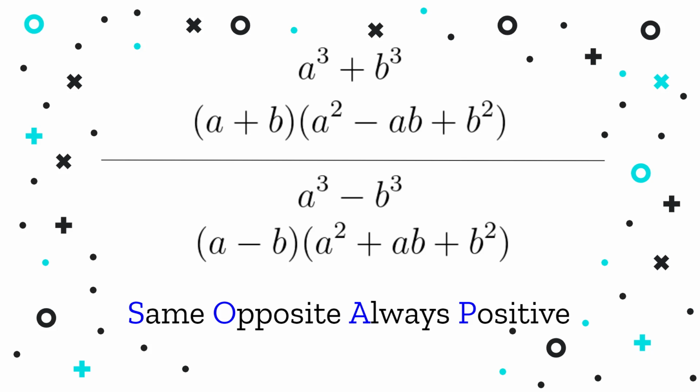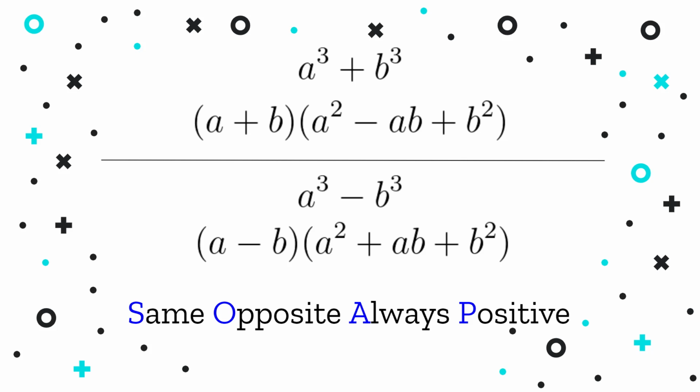A good way to remember what operation is where is to think of the acronym SOAP, which stands for same, opposite, always positive. So say you're doing difference of perfect cubes. The first operation you're going to be doing is subtraction because that's the same as your original expression. Then the next operation will be the opposite, which is addition. And then the last operation is always addition, regardless of whether you're doing sum of perfect cubes or difference of perfect cubes.